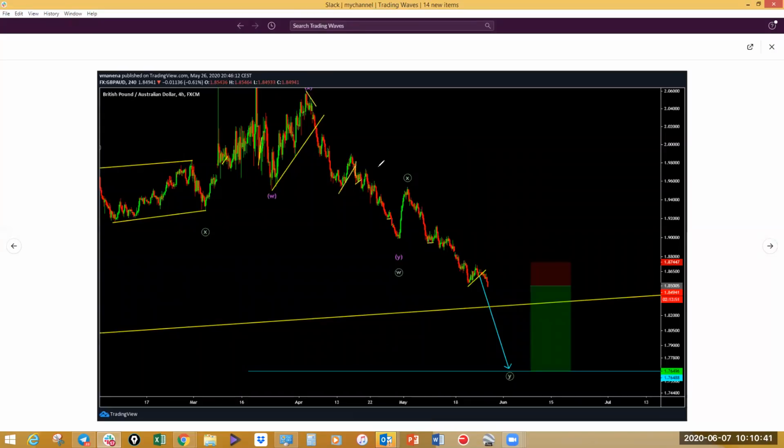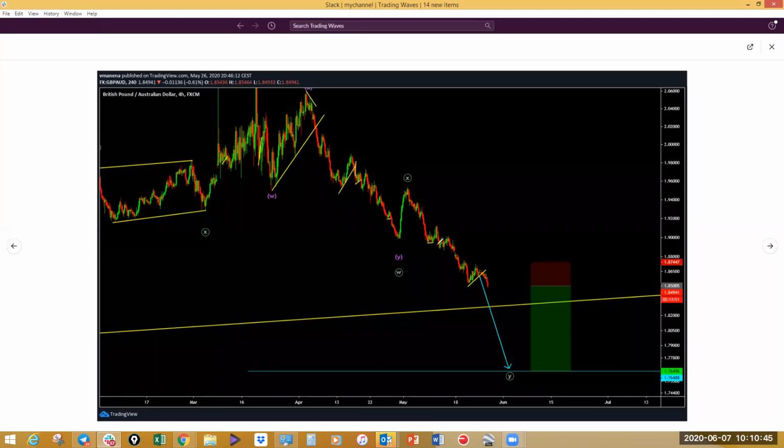Now, last week, this trade on pound AUD, I actually mentioned that this trade was almost guaranteed. This was when we were here. This was an almost guaranteed trade that it was going to make a move to the downside. So last week we moved down here, but this is not the trade that we took. The trade that we took is this one here.